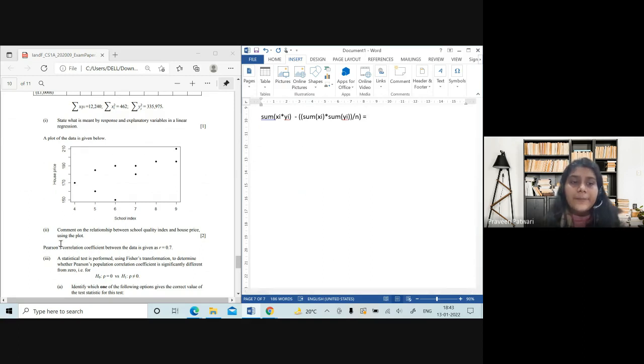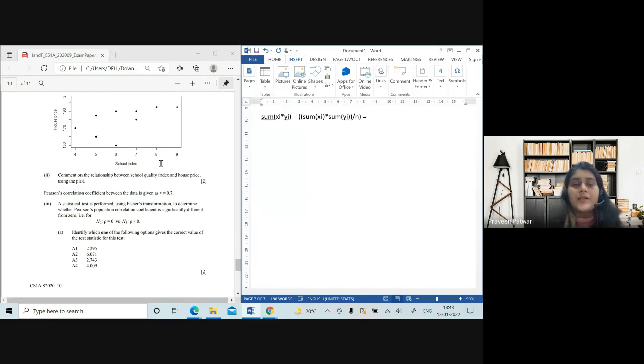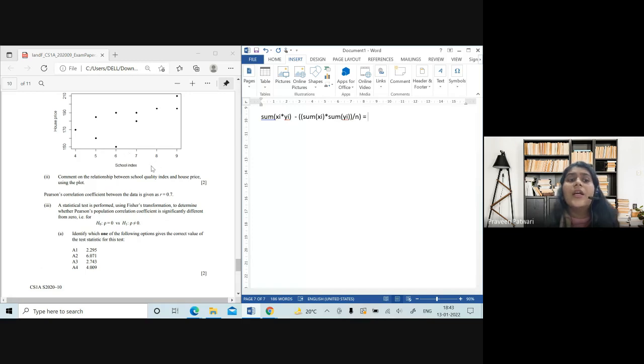So over here again, comment on the relationship between school quality index and house price using the plot. So this is how you will be asked to interpret the graph, or maybe comment on the graph, etc. So I would suggest commenting and interpreting. You should preferably write it in bullet points so that all your points are clear and demarcated.